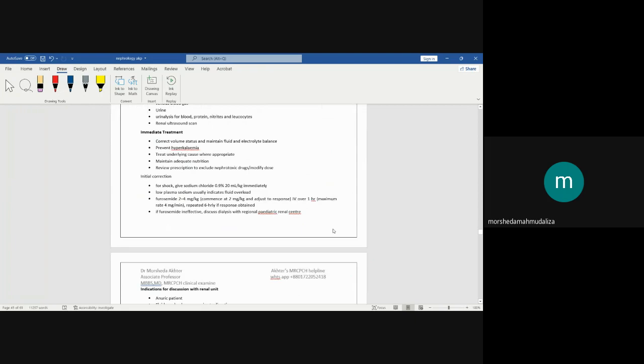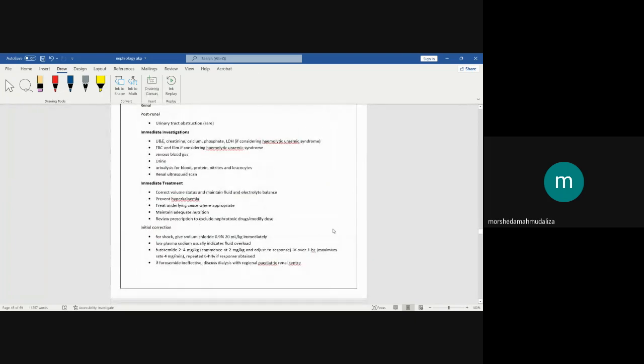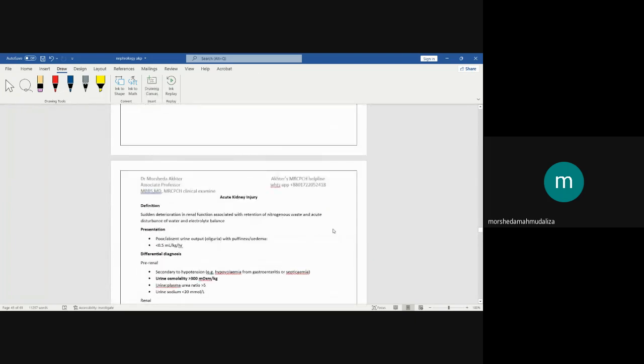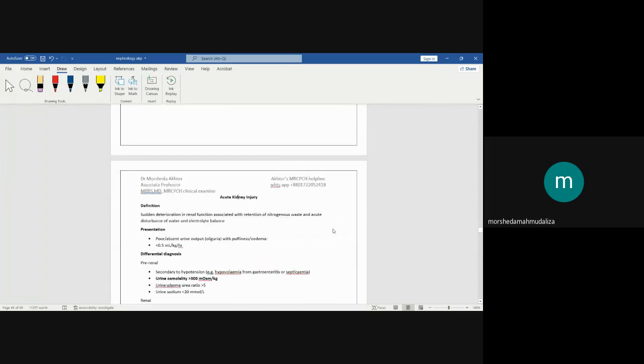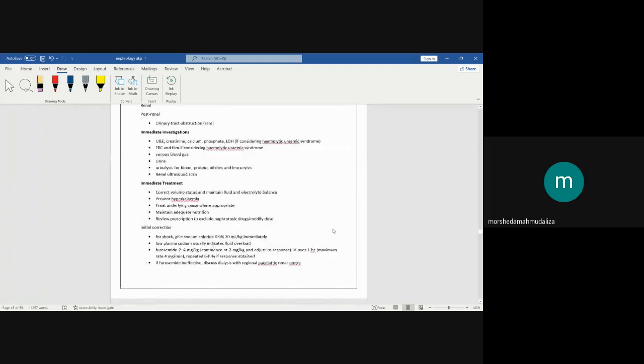Okay. So we do not get many questions on AKI. Just remember there is a difference between pre-renal and post-renal by the urinary sodium. In pre-renal, urinary sodium is less than 20. Otherwise, everything is high. By this way we have to differentiate.